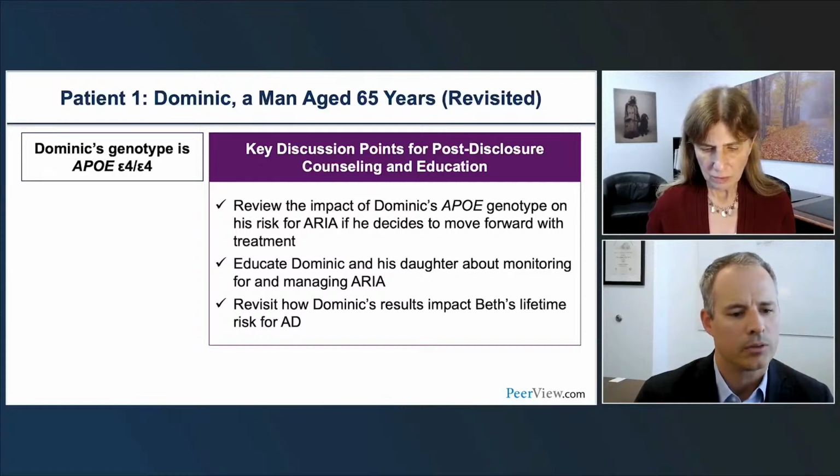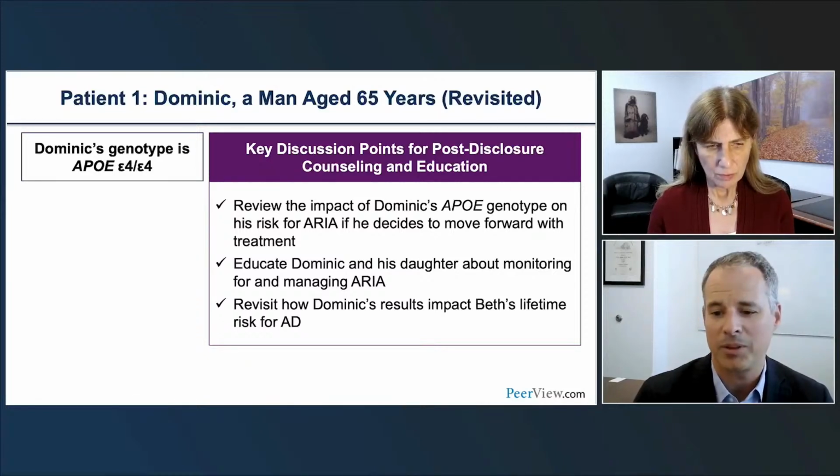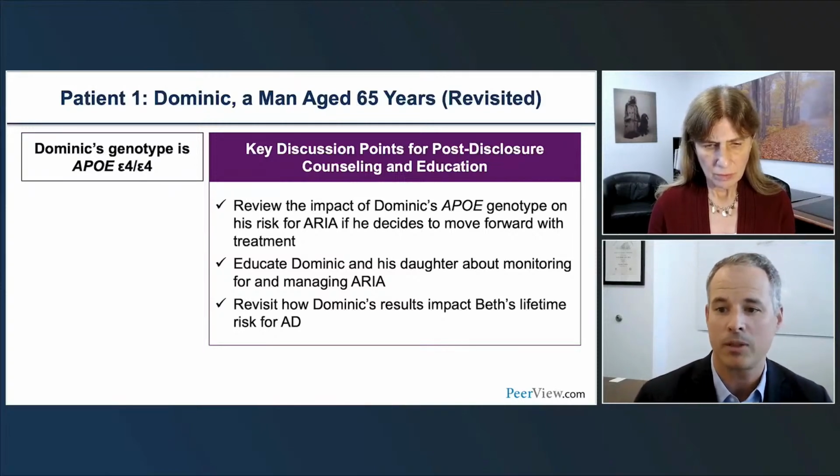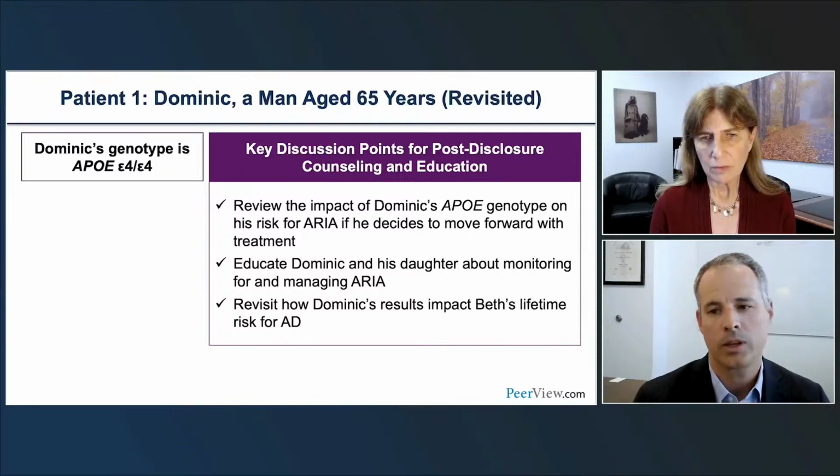I think that we also need to talk to Beth. Obviously Beth was a concern. We put forward a scenario where maybe Beth doesn't want to know this information, in which case you'd be having this discussion with Dominic alone. However, if Beth wants to be involved in the shared decision-making for Dominic's decision, she will ultimately need to know his ApoE genotype. And in this case, this will indicate that she is at least an ApoE4 homozygote and certainly an ApoE4 carrier. So, we can discuss with Beth what that means.